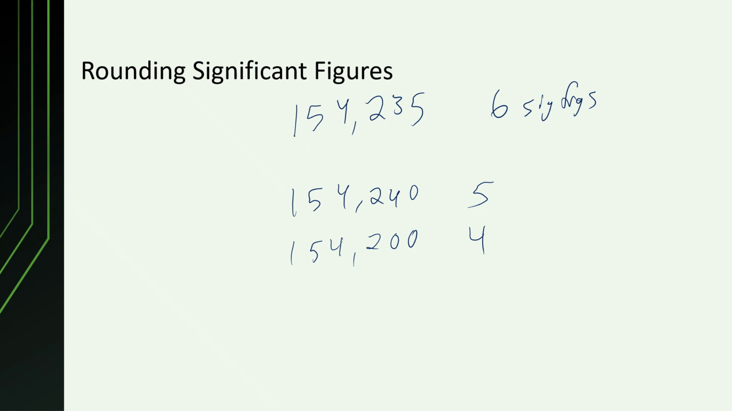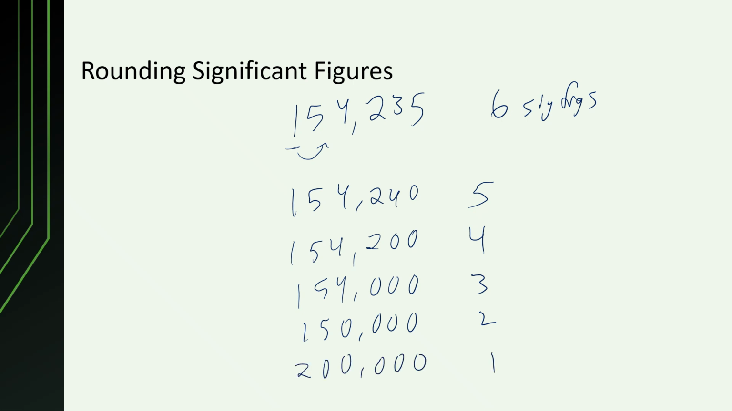I could round to 3 sig figs. Look at the next digit, it rounds down. The zeros become placeholders. I could round to 2 sig figs. That rounds down. Or I could round to 1 sig fig. The next number is a 5. That 5 causes it to round up. It's going to round to 200,000 with just 1 sig fig. None of those zeros at the end are significant. So that's how you would round based on the number of significant figures you need for a particular scenario.